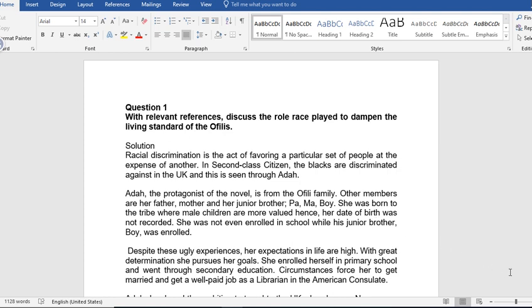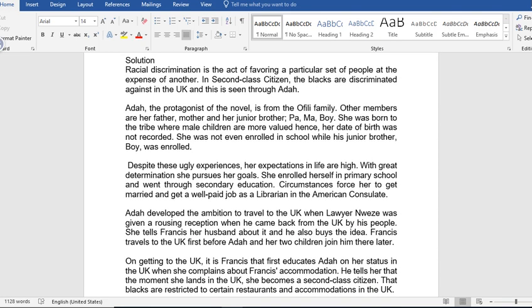Despite these ugly experiences, Ada's expectations in life are high. With great determination, she pursues her goals. She enrolled herself in primary school and went through secondary education. Circumstances forced her to get married, and she got a well-paid job as a librarian in the American consulate. All these are just a background to answering the question. We are preparing ground for the answer.